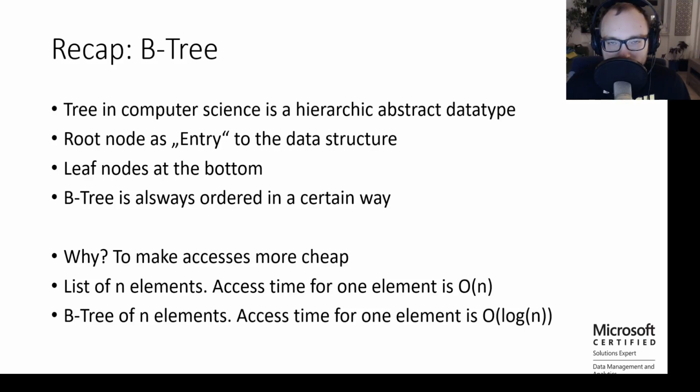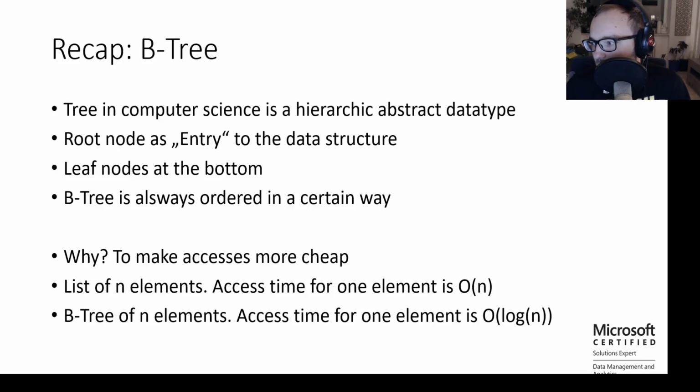In order to maintain order or structure on the data, we use a Btree, or SQL Server does use a Btree. So a tree in computer science is a hierarchic abstract data type. There's a root consisting of nodes that are linked to each other. A root node is the entry point to the data structure, if you want, and there are leaf nodes, like a tree has root and leaf, and those are at the bottom, the last level of the tree. The Btree is always ordered in some certain way, and I pull Wikipedia up here because I have a good example for this.